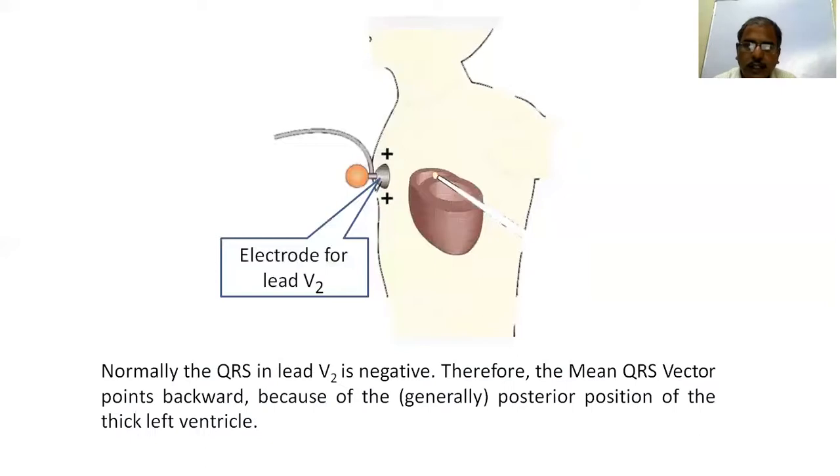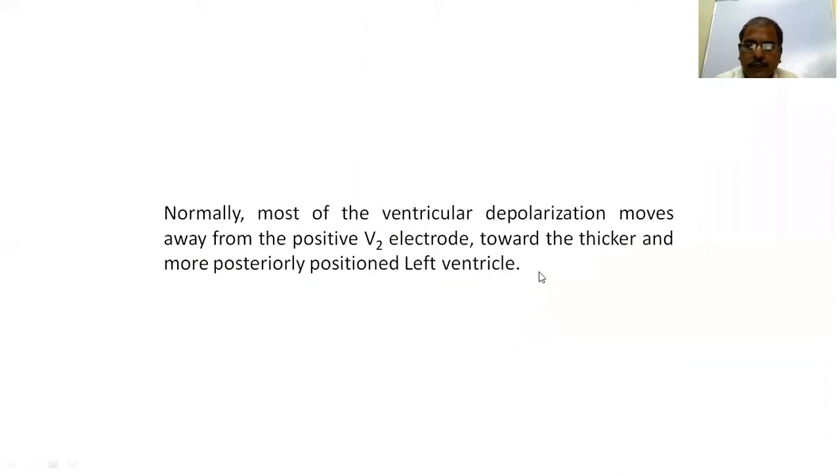Now normally the QRS in lead V2 is negative. Therefore, the mean QRS vector points backwards because of the generally posterior position of the thick left ventricle. That means in this way. If the V2 QRS were positive, then it would point in this direction. But in lead V2, the QRS is normally negative. So the mean QRS vector points backwards.